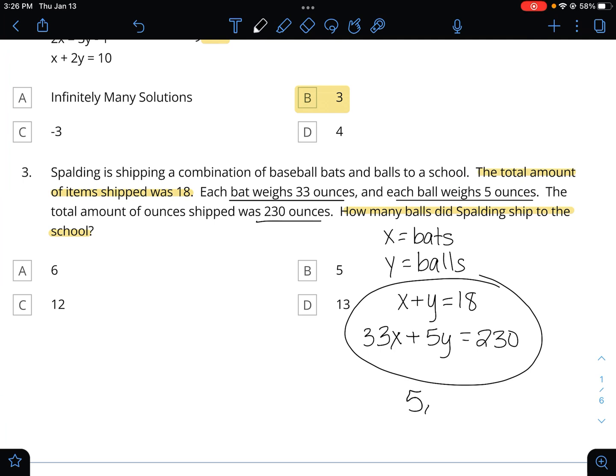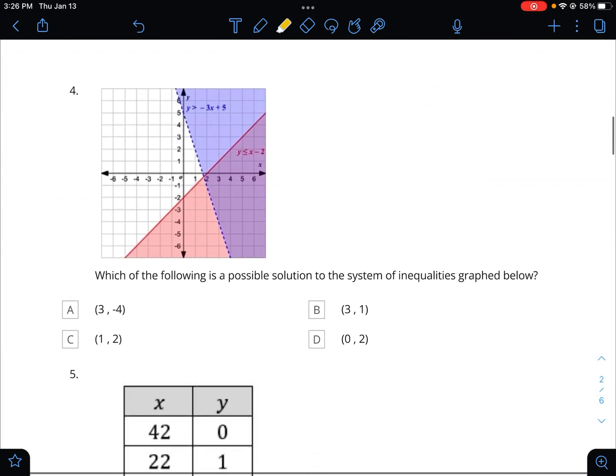Okay, so my solution was 5, 13. And again, we want to know how many balls were shipped, and balls are the y value. So my y value is 13, so my answer is D. Okay, that's how we do that one. Again, it's a multi-step problem.